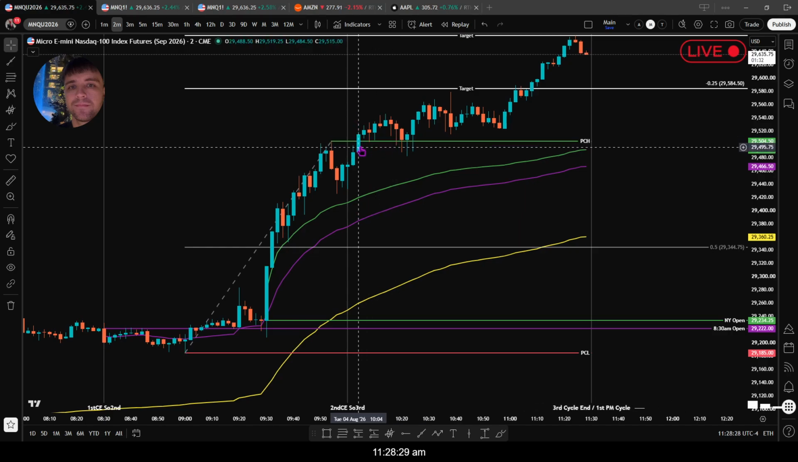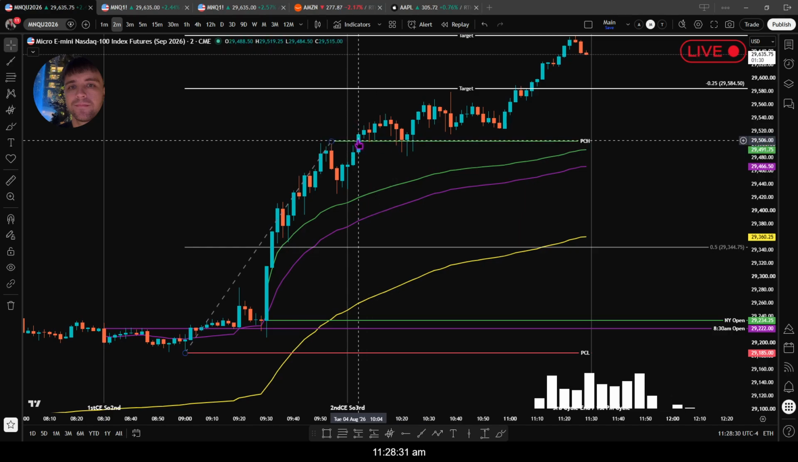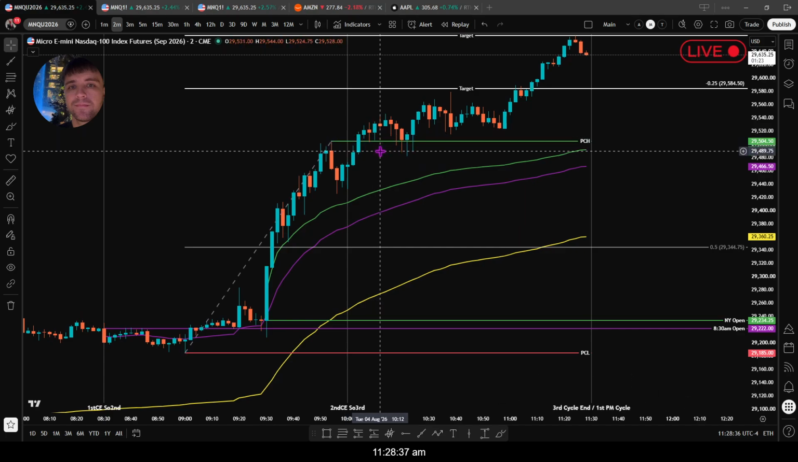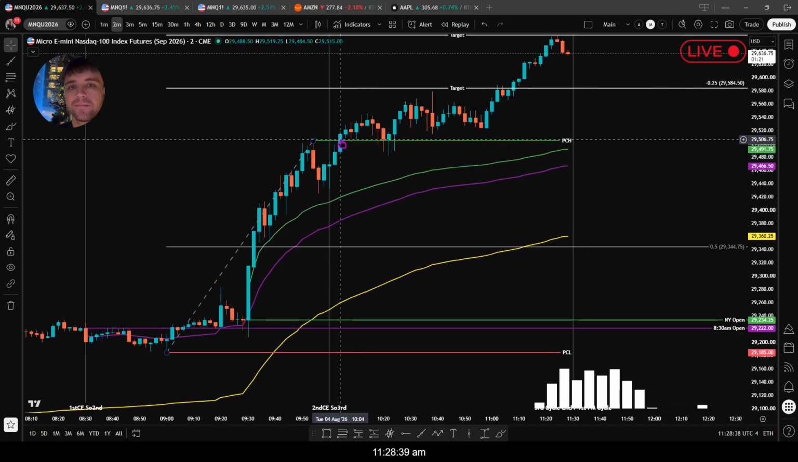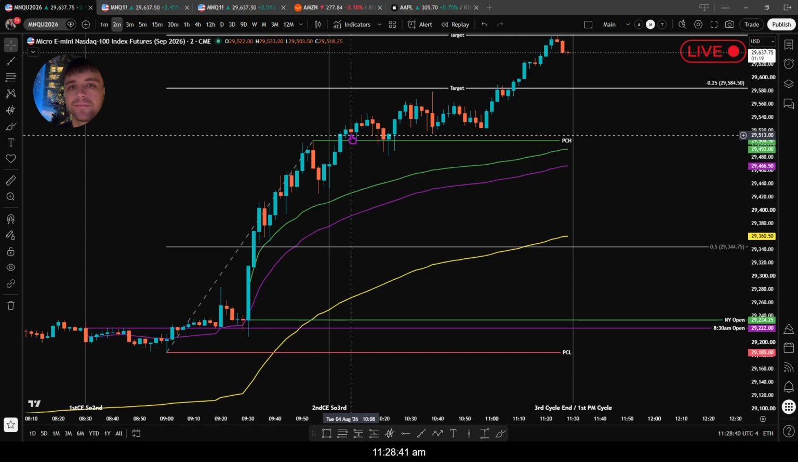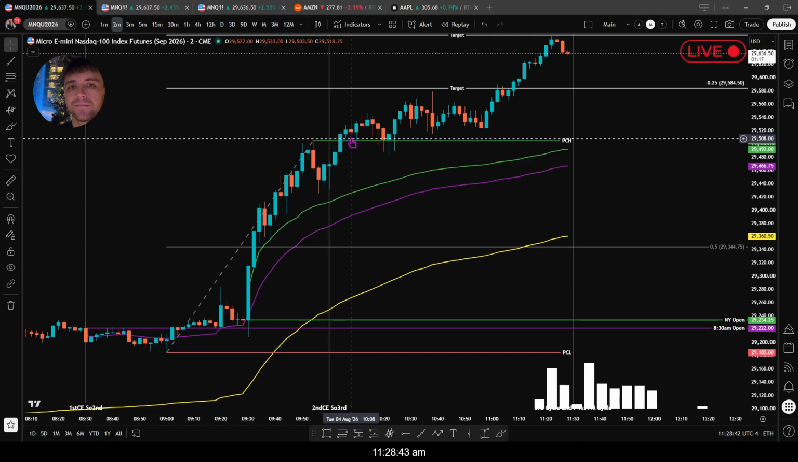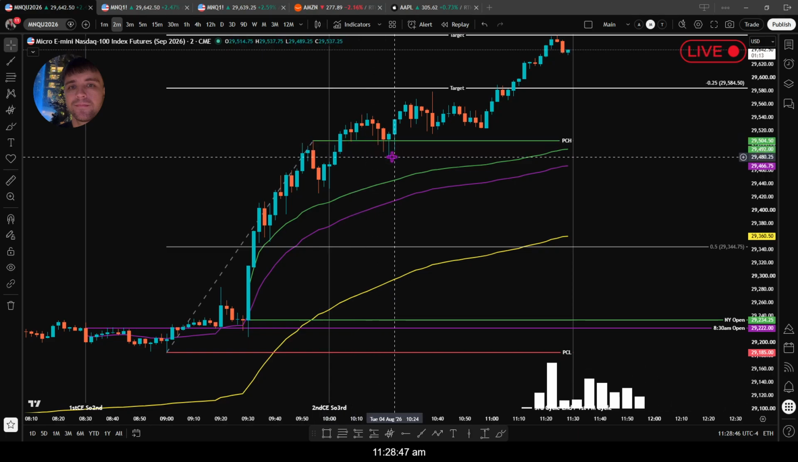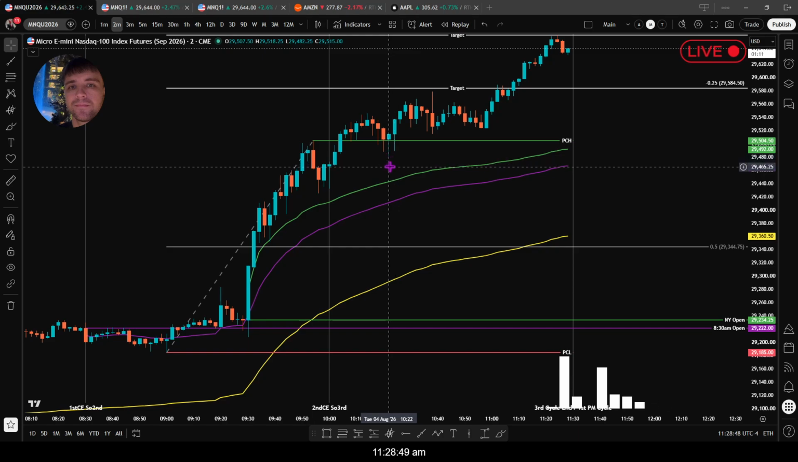What that looks like is we wait for a 2-minute candle close above previous cycle high, and then we enter on the retest. So here was our 2-minute candle close above. We entered here at 10:08 on this retest. Our stop loss was 29,470.